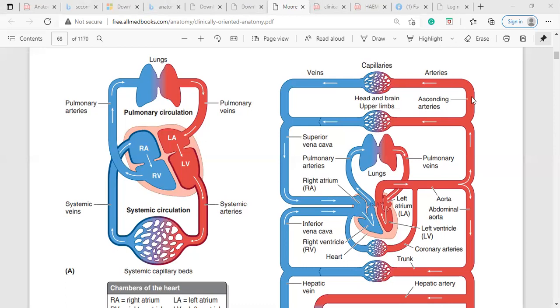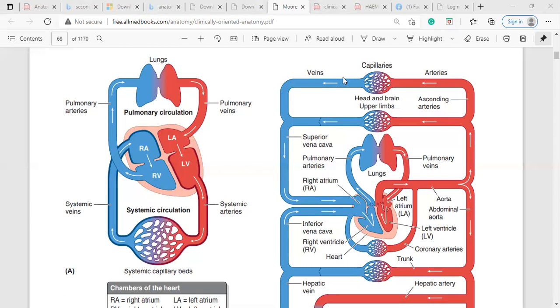is called the carotid artery. Carotid artery. Let me write it down here. Carotid artery. So this one is going to your head and brain, the carotid artery, while the brachial artery is going to your upper limb.